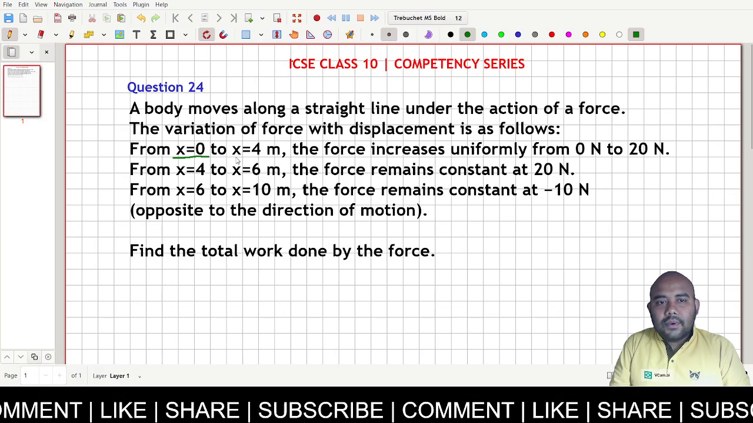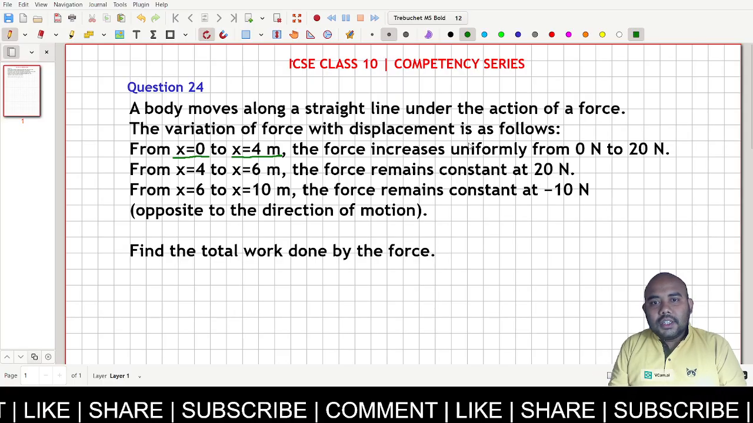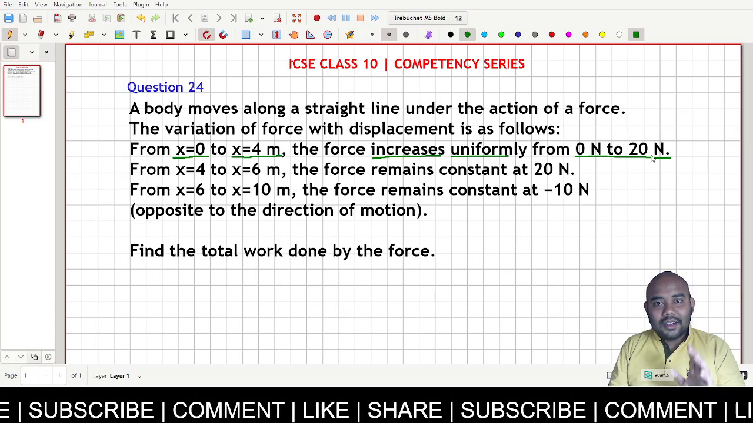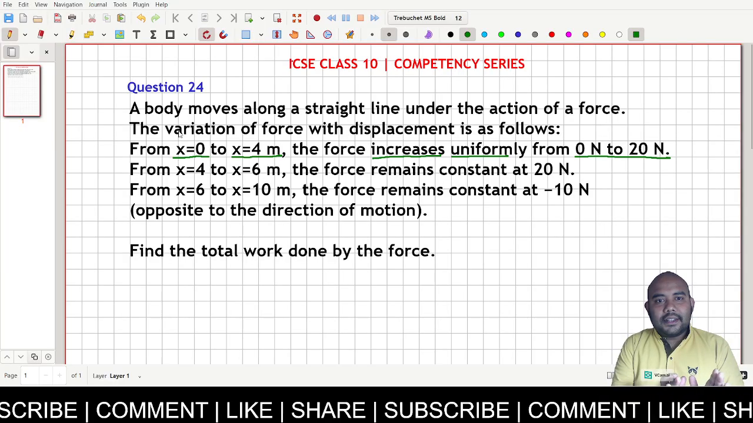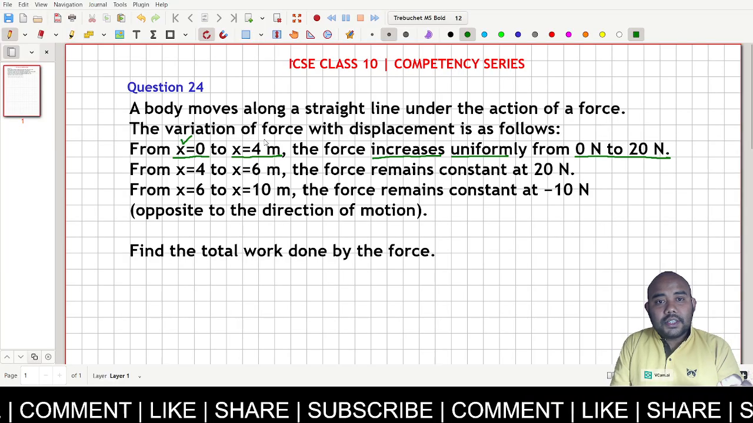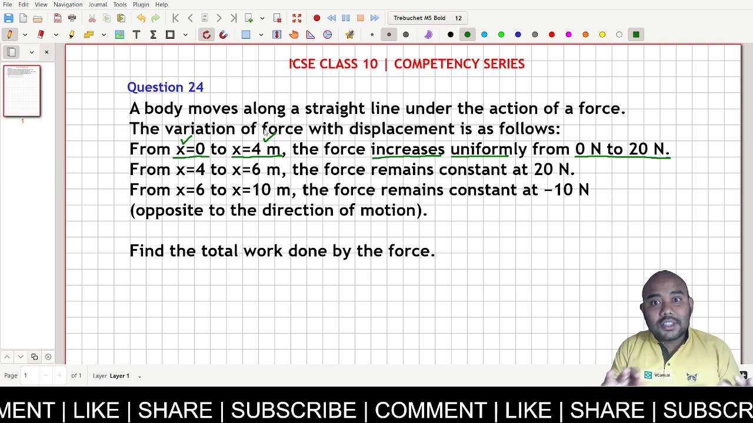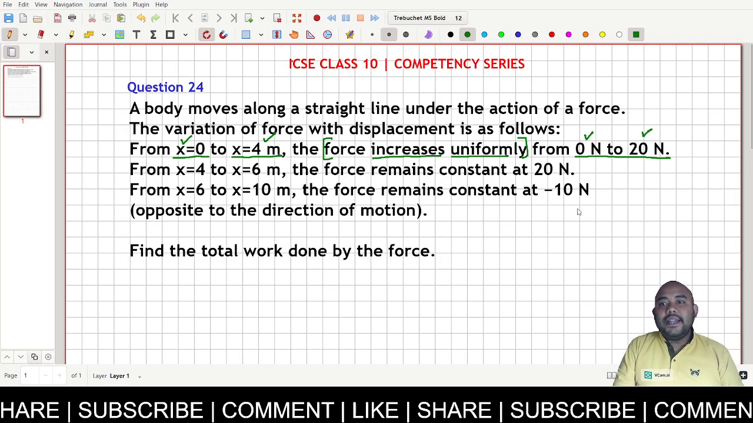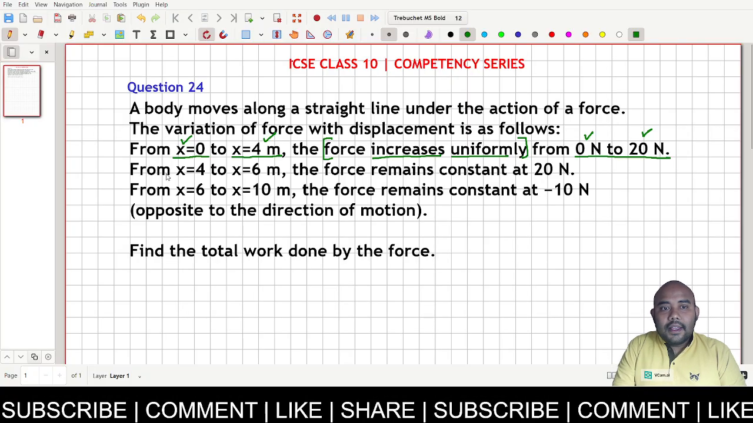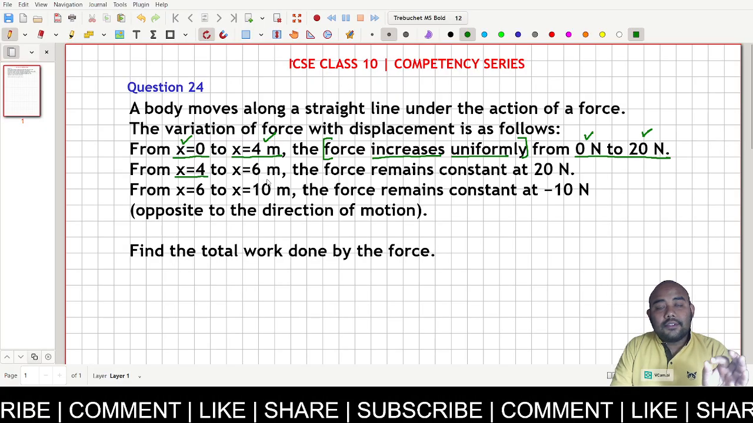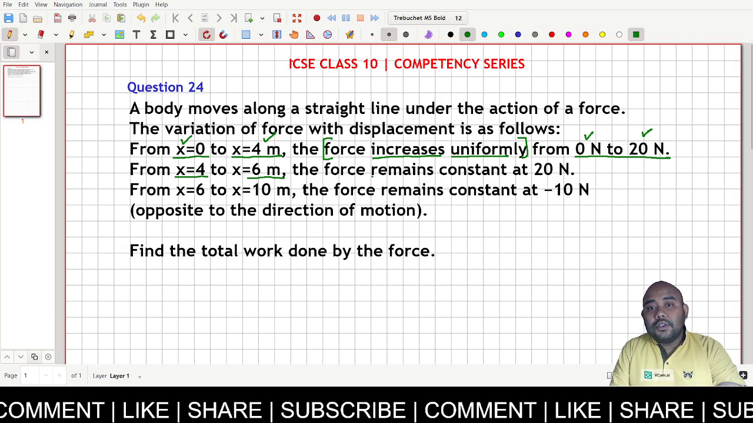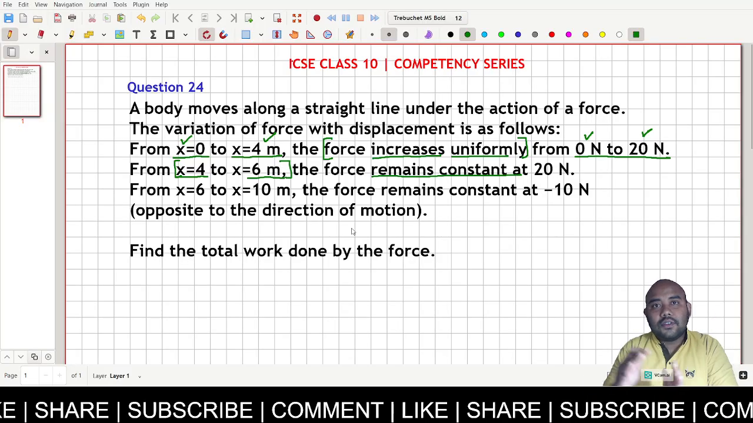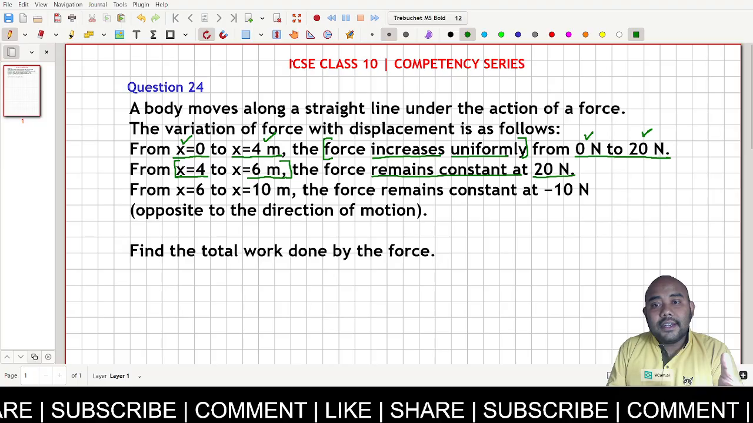From x is equal to 0 to x is equal to 4 meters, the force increases uniformly from 0 Newton to 20 Newton. Understand? So when the displacement is from 0 meters to 4 meters, the force is not constant. The force increases uniformly from 0 Newton to 20 Newton. We will plot this on the graph. Now from x is equal to 4 to x is equal to 6 meters, the force remains constant. So during this portion, the force is constant at 20 Newton.